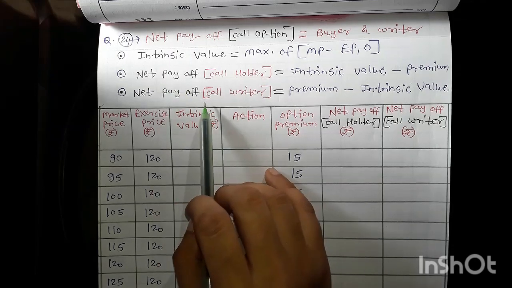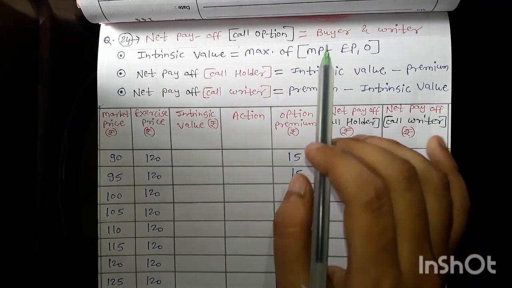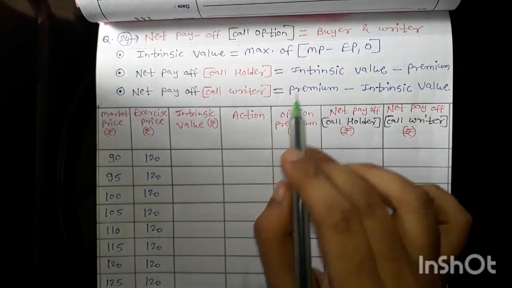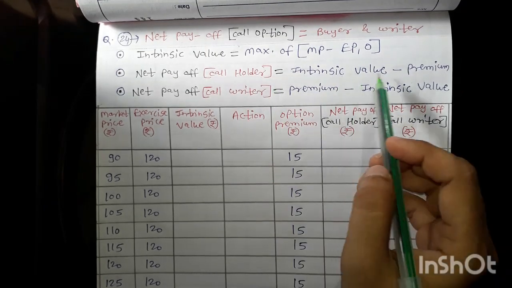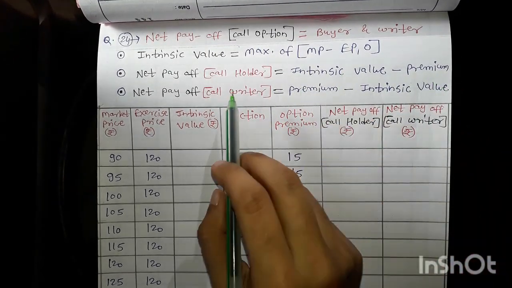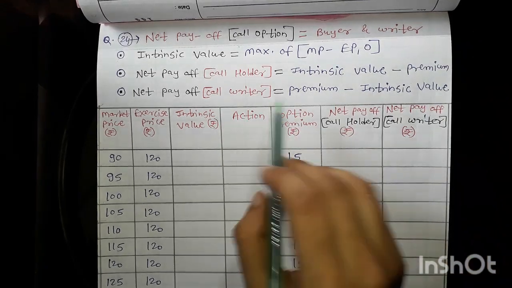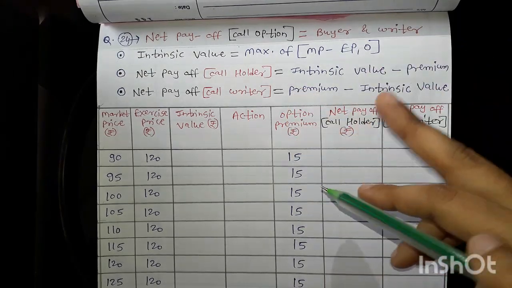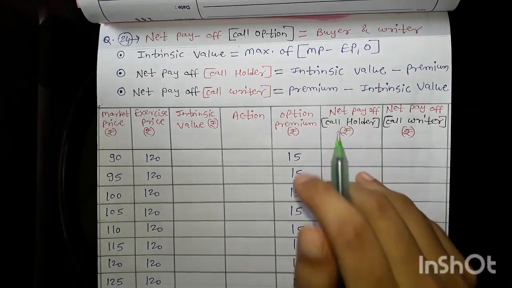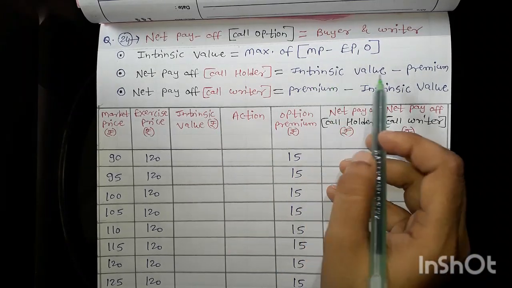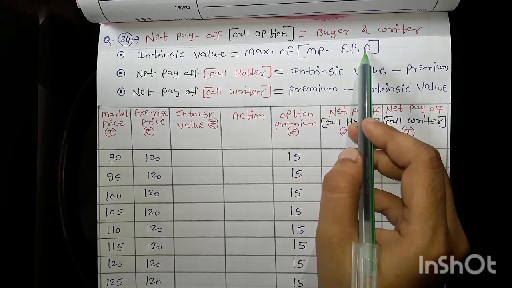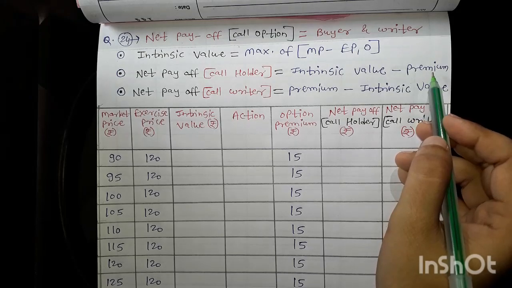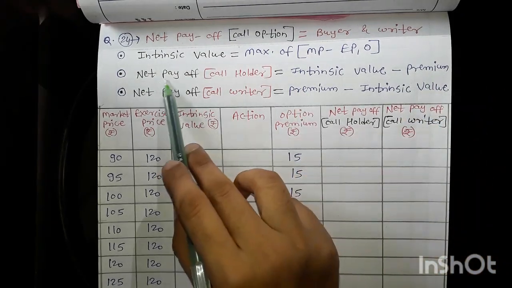After that, the net payoff formula is different for call holder and writer. Call holder means buyer of the option and writer means seller of the option. Intrinsic value minus premium is the formula for a call holder, and for the writer, premium minus intrinsic value, exactly the opposite formula. Because intrinsic value is market price minus exercise price, this is the gain of the call holder. From that we will deduct the cost of premium. So that's why this is the net payoff.